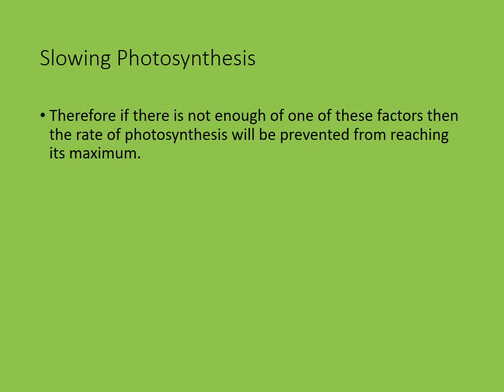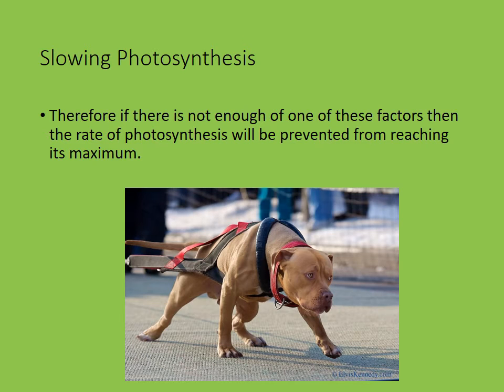So if we convert that around, instead of thinking about how we speed up the reaction, we think, how do we slow it down? Well, if one of those factors, there's not enough of it, then it's going to stop the reaction from going as fast as it possibly could. And so it's a bit like the dog in this image here. We've got the dog that's got a harness around it. That dog could fly off and run at high speed across here, but it's being held back because of the harness that is around it. And so that image helps us to get the idea of what limiting factors are.